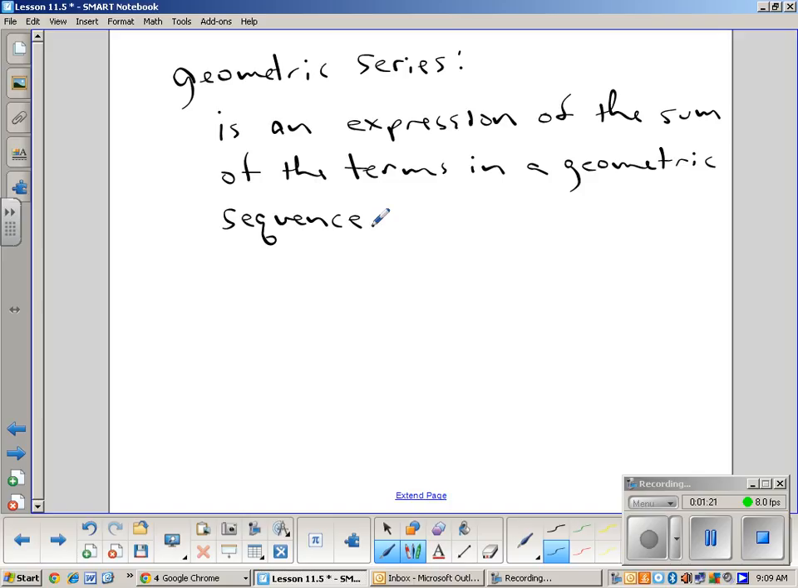Just like yesterday, we have finite and infinite. Finite means we have a specific number of terms, 10 or 5 or 20 or 100. Infinite means it goes on and on and on. Okay?